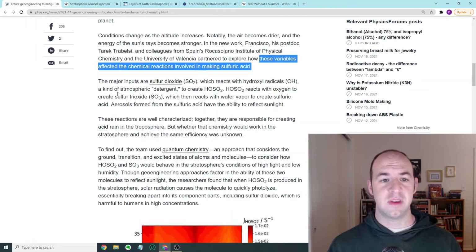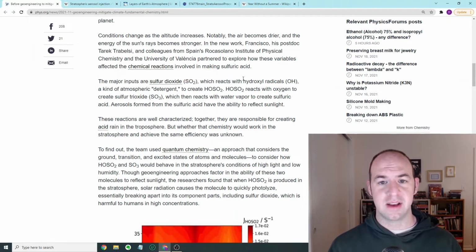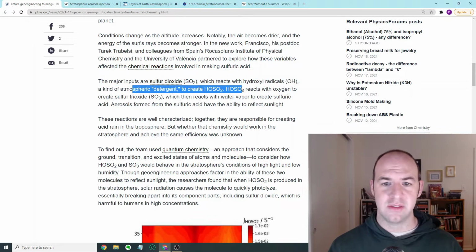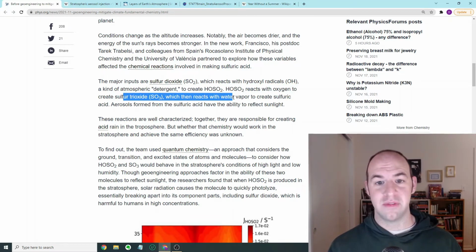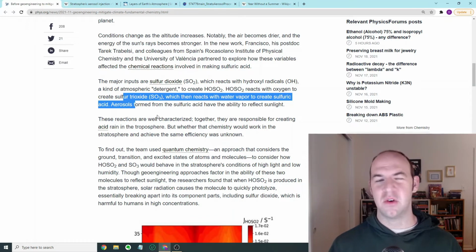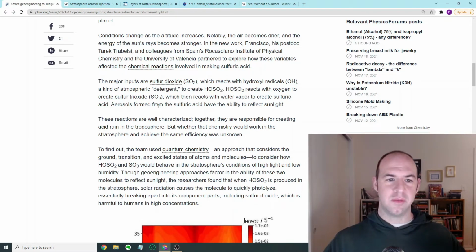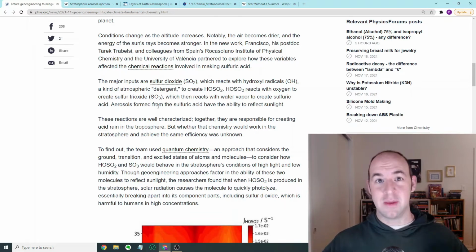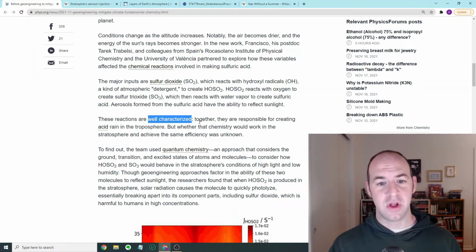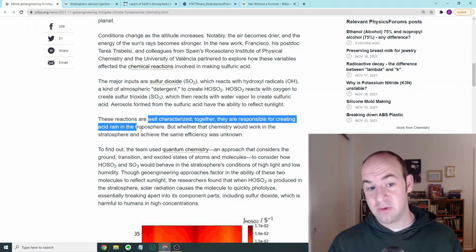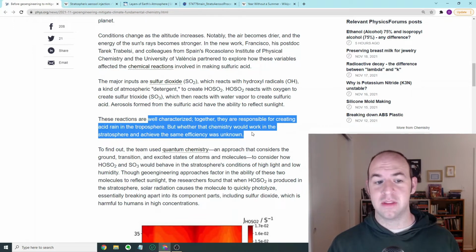So the major inputs, as we said before, with volcanoes are sulfur dioxide, SO2, which reacts with hydroxyl radicals, OH, a kind of atmospheric detergent, to create HOSO2. This HOSO2 then reacts with oxygen to create sulfur trioxide, SO3, which then reacts with water vapor to create sulfuric acid. So it's like a multi-step reaction to form this sulfuric acid, which then is able to form this aerosol, which reflects the sunlight. And it says these reactions are well characterized. Together, they are responsible for creating acid rain in the troposphere. But whether that chemistry would work in the stratosphere and achieve the same efficiency is unknown.